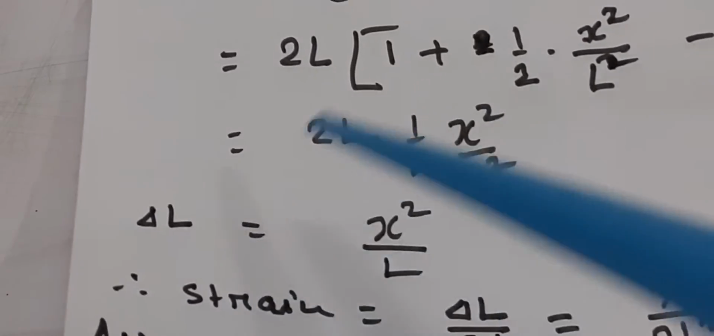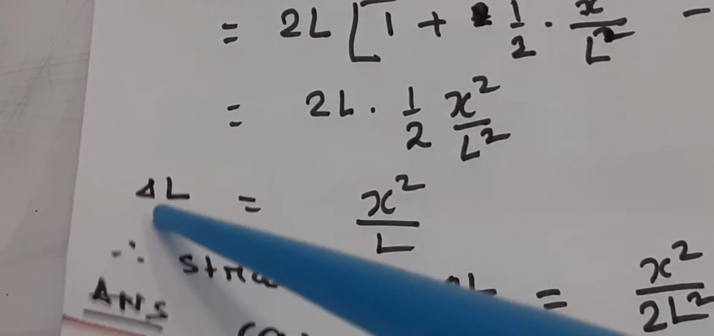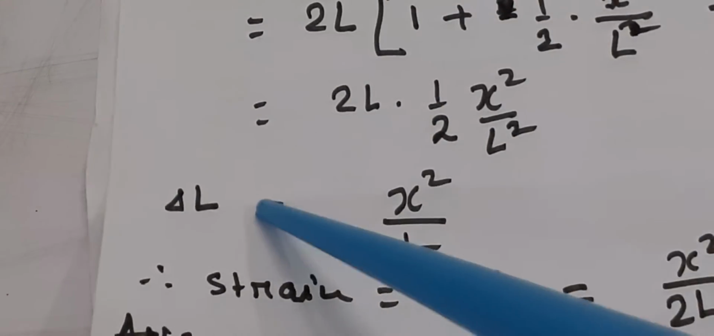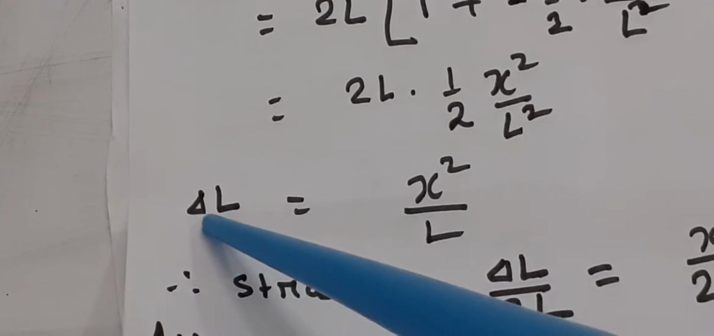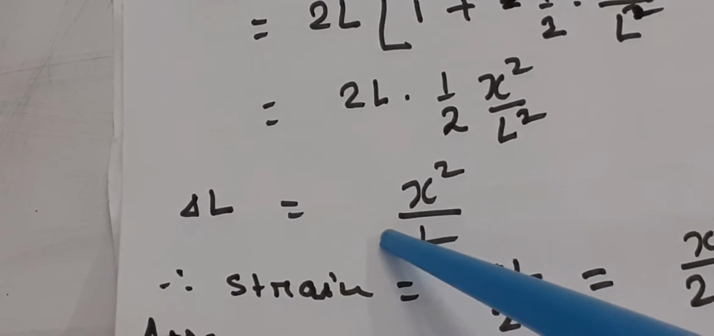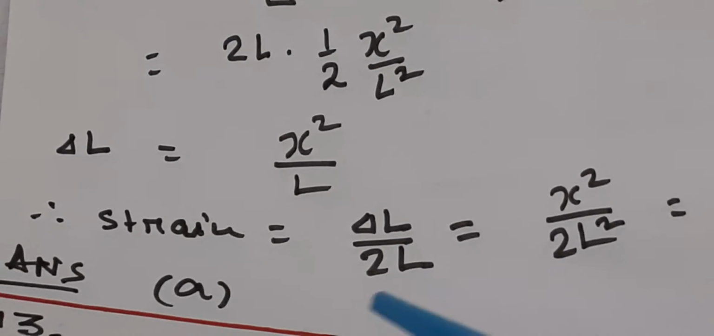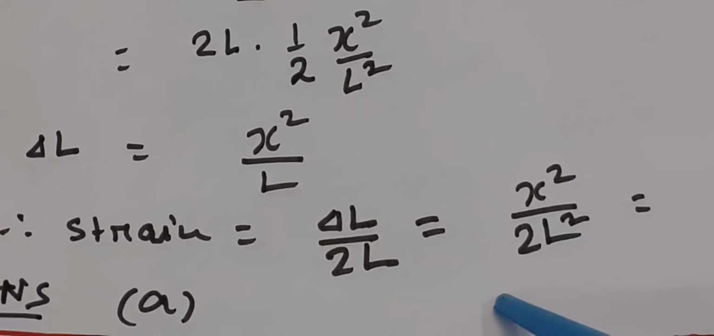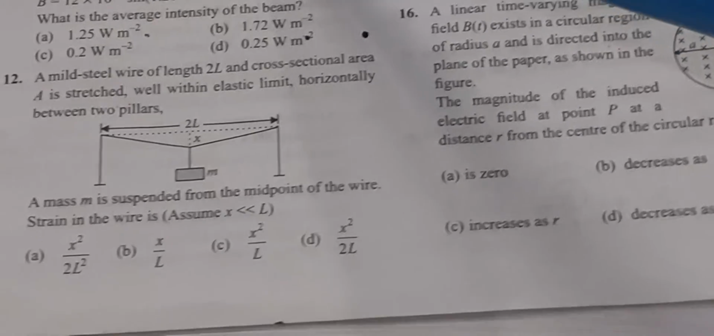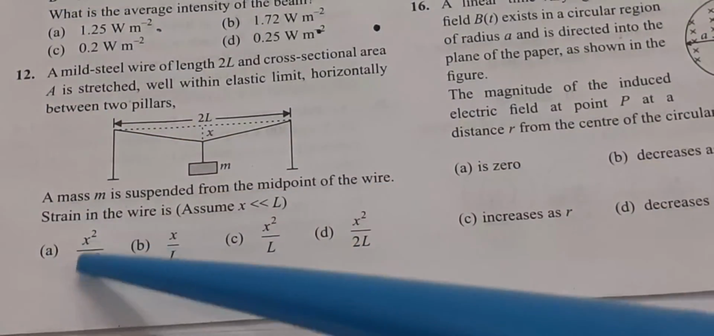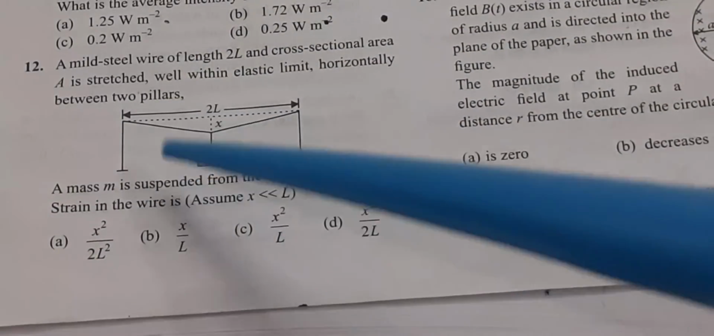In the left side delta L. We are interested in delta L by L, because strain means delta L by total length, and total length is twice L. Delta L divided by twice L, that means 2L square will be in the denominator. So we get x square by 2L square as the relation. x square by 2L square, that is the answer here. A is the answer here. Now next job.